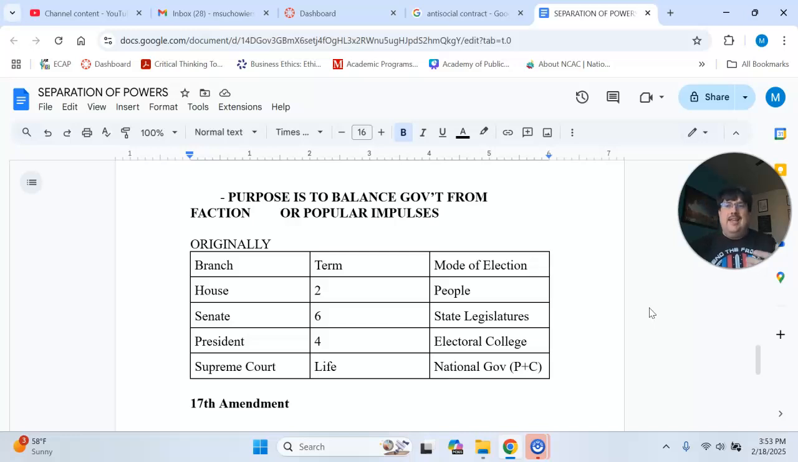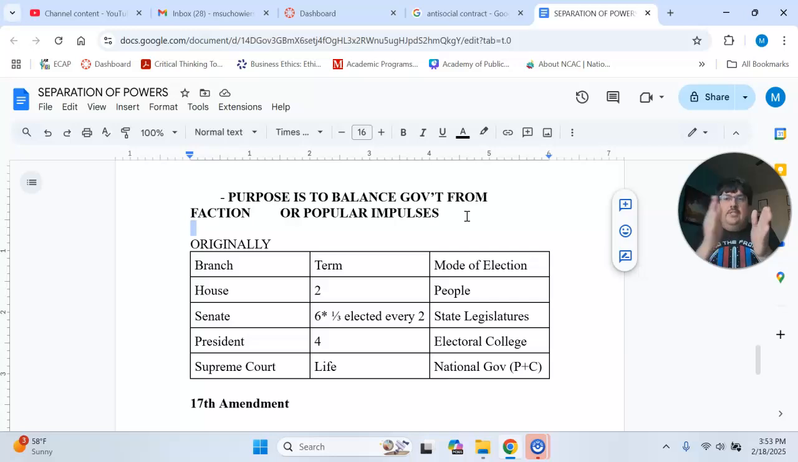So if you look at this chart here, we've got the House, the Senate, the President, the Supreme Court. Their terms are, of course, the House is 2 years. The Senate is 6 years. Now, this is sort of an asterisk, right? One-third elected every 2 years. When they originally set up the Senate, what they did is they staggered the elections so that everyone served a 6-year term, but every 2 years, one-third of the Senate would come up for re-election. So therefore, the entire Senate wouldn't come up for re-election every 6 years.